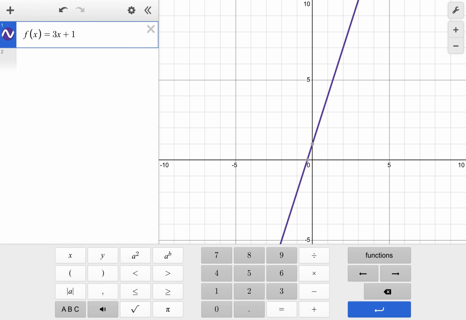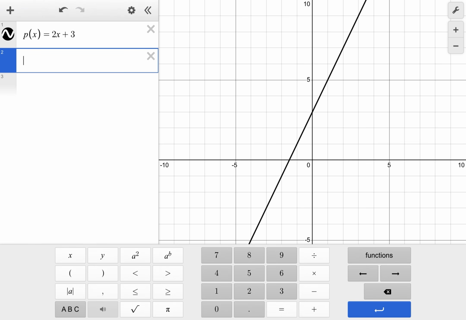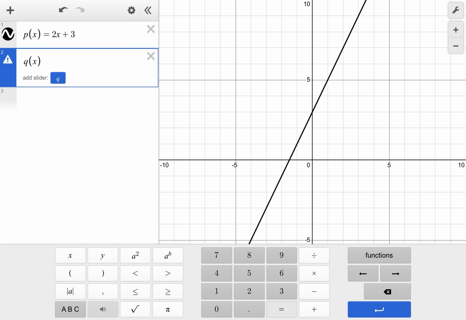So moving on. Sometimes you have functions that are defined, and Desmos can actually use them in longer expressions. For example, let's say you have a function p of x equals 2x plus 3. And then you have another function. This is the amazing thing again, you can graph multiple functions. You can have q of x equals x squared minus 1.